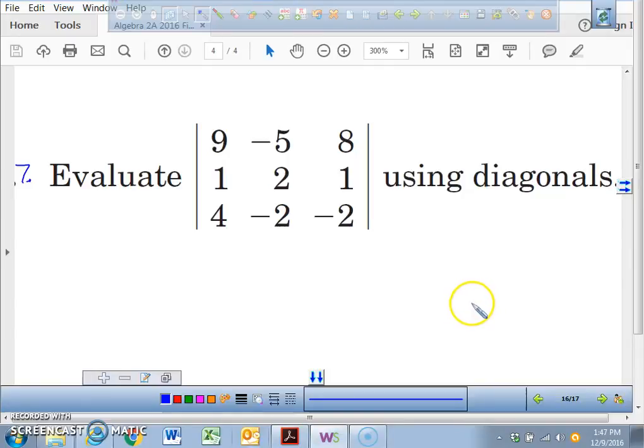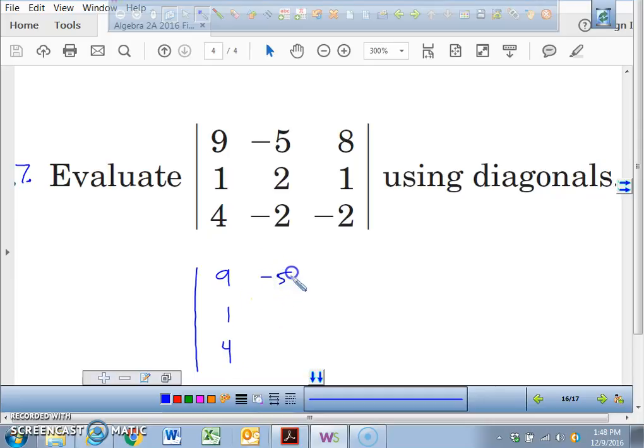We're doing 2 more problems in the no calculator part of the final review. You will see a 3 by 3 determinant, and we're going to have to use the process called the diagonal method to solve this. So we're going to put a 9, a 1, and a 4.